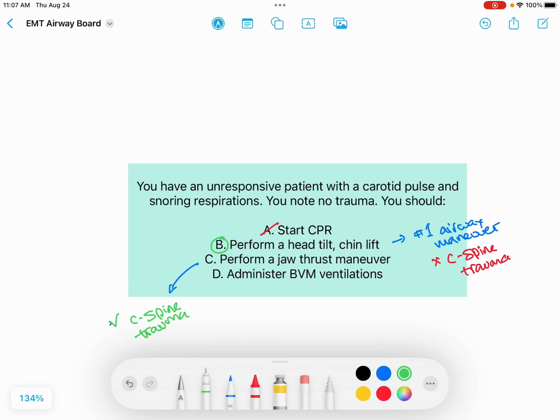Remember, we like to do things A, B, C, airway, breathing, circulation. So although BVM ventilations are something we may have to do, we don't have anything telling us that they are only intermittently breathing or anything like that. That's not going to be our first step. So we can get rid of all those other answers. And let's now move on.